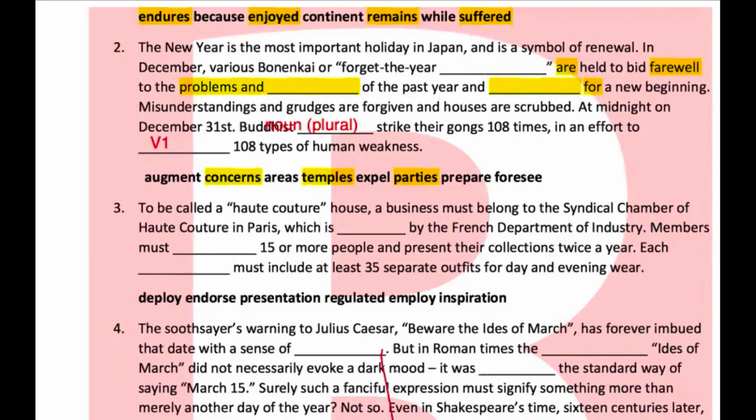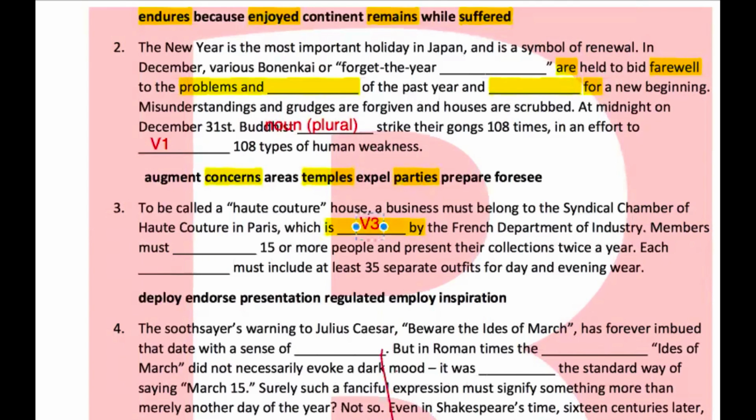Now, the third one: to be called a haute couture house, a business must belong to the syndical chamber of haute couture in Paris, which is by. Now, for this question, again, I have stated this in our tips and tricks page as well. If there is a gap between is and by, you are always looking for verb 3, which means mostly the verb with ed at the end. Verb 3, a verb with ed at the end. Now, if you look at all the words given here, there is only one word with ed at the end, that is regulated. So even if you don't know the meaning, you can still answer this question.